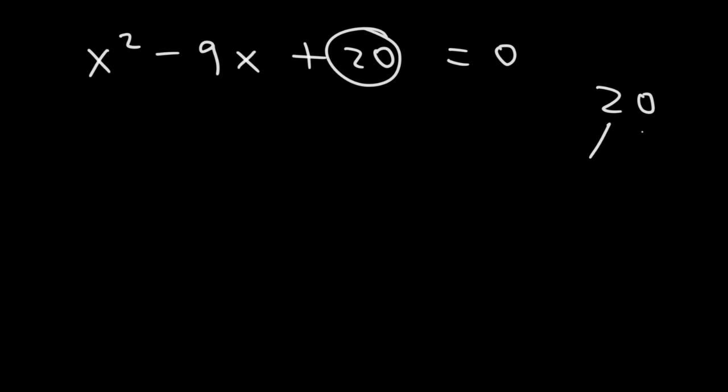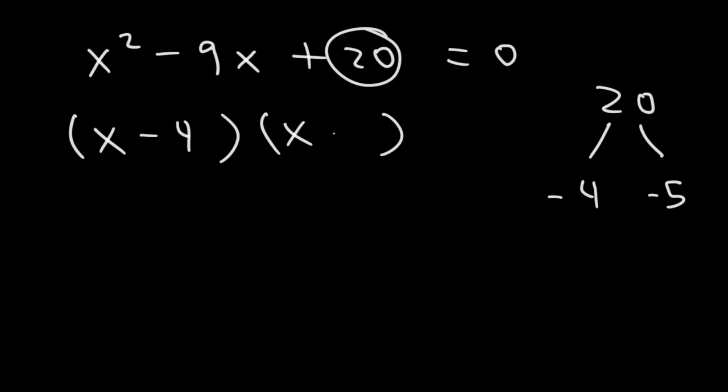Here's another example. X squared minus 9x plus 20. Go ahead and try that one. So let's find two numbers that multiply to 20 but add to the middle coefficient, negative 9. Well, we know that 4 times 5 is 20, and 4 plus 5 is positive 9. But if we make both numbers negative, negative 4 plus negative 5 adds up to negative 9, but still multiplies to positive 20. So to factor x squared minus 9x plus 20, it's going to be x minus 4 times x minus 5.